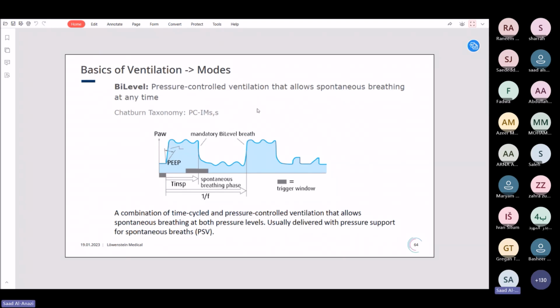We also have the bi-level pressure. It's pressure control ventilation that allows spontaneous breathing at any time.